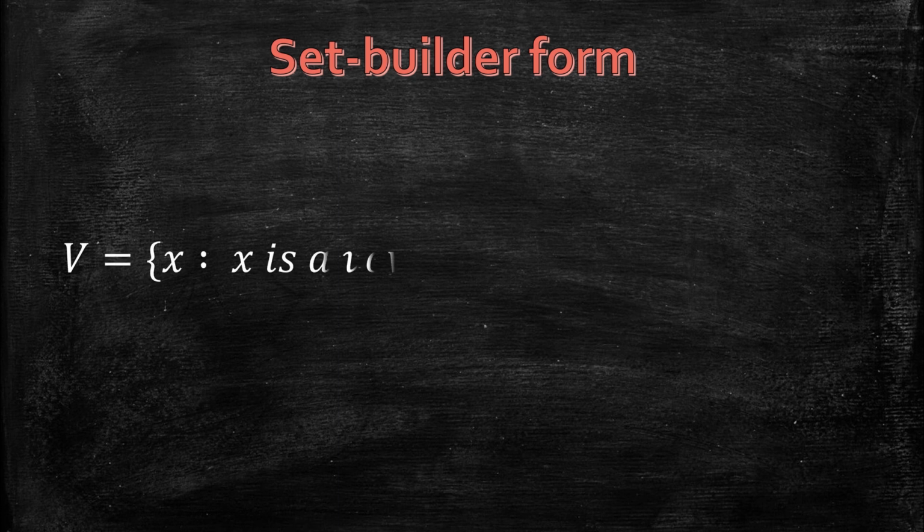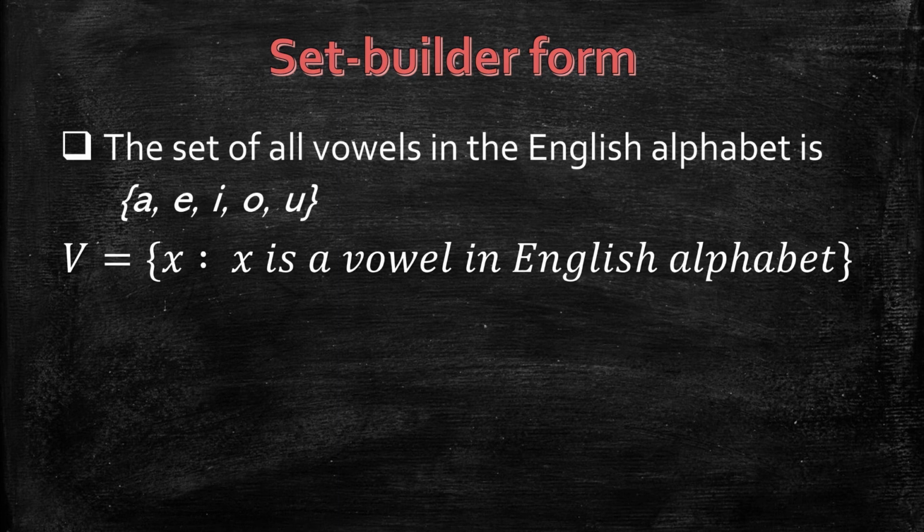In set builder form, all the elements of a set possess a single common property, which is not possessed by any element outside the set. For example, in the set {A, E, I, O, U}, all the elements possess a common property, namely, each of them is a vowel in the English alphabet, and no other letter possesses this property. Denoting this set by V, we write V equals the set of all x such that x is a vowel of the English alphabet.